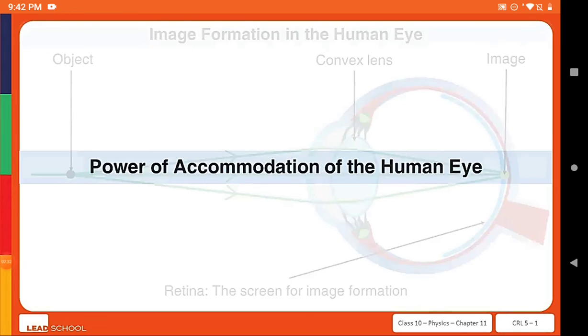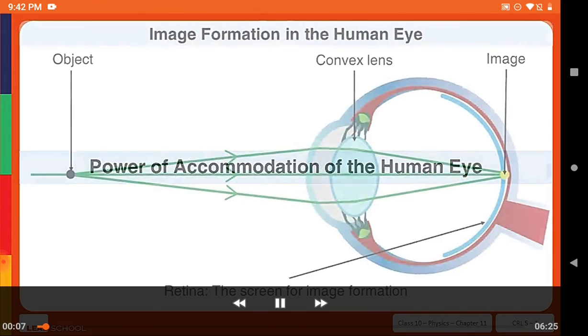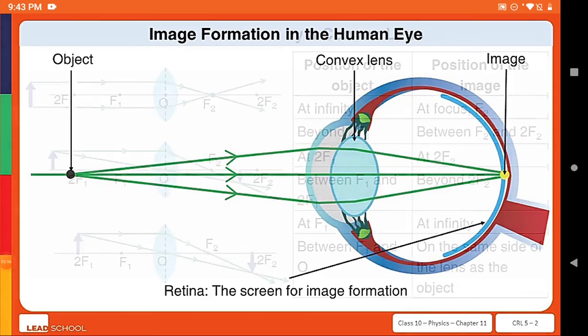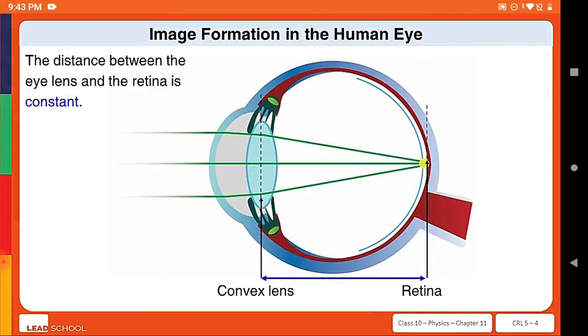Students, what do you mean by the power of accommodation of the human eye? First of all, you have to watch this video, and after that we will explain it. The human eye has a convex lens. This convex lens forms an image of the object on a screen called the retina. In image formation by a convex lens, the position of the image changes with the position of the object in front of the lens. However, in the human eye, the lens and the retina are placed at a constant distance from each other.